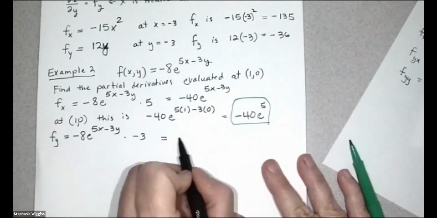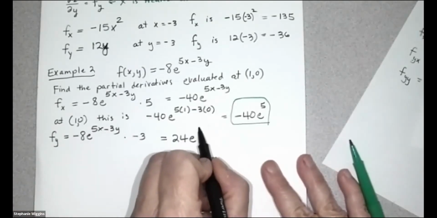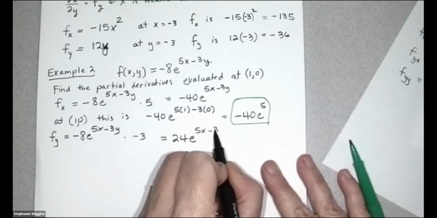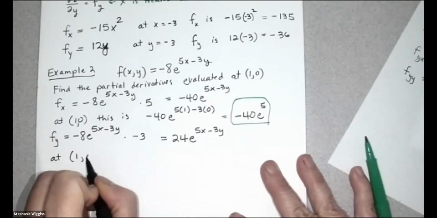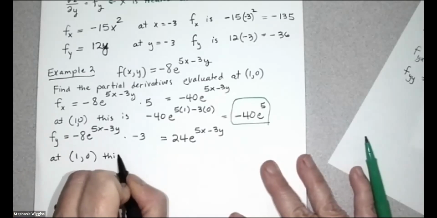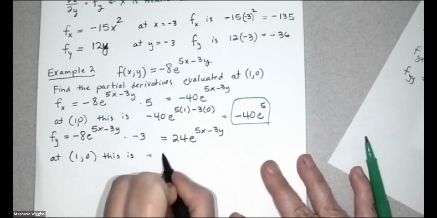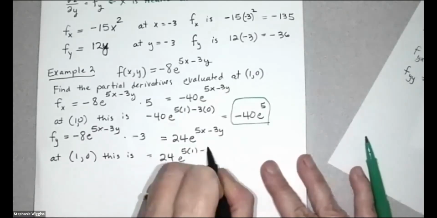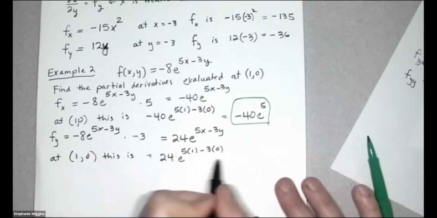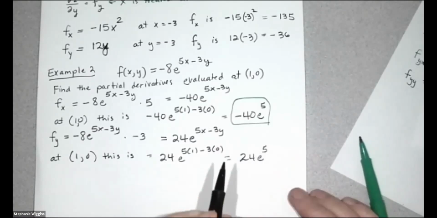Negative 3 times negative 8 is 24. I'll just go ahead and write the exponent here. And then I note that at (1, 0), this is going to be equal to 24e to the 5 times 1 minus 3 times 0, which is just 24e to the 5.